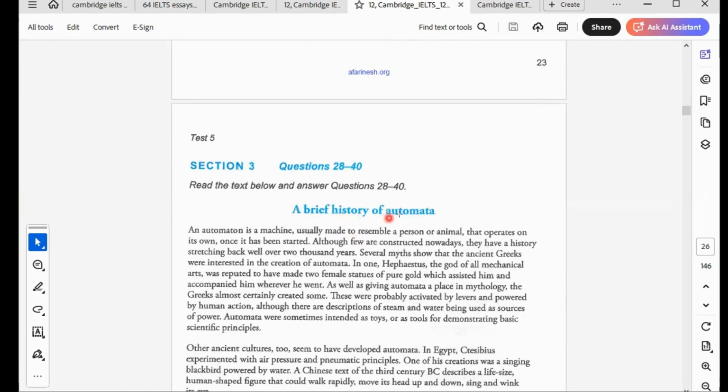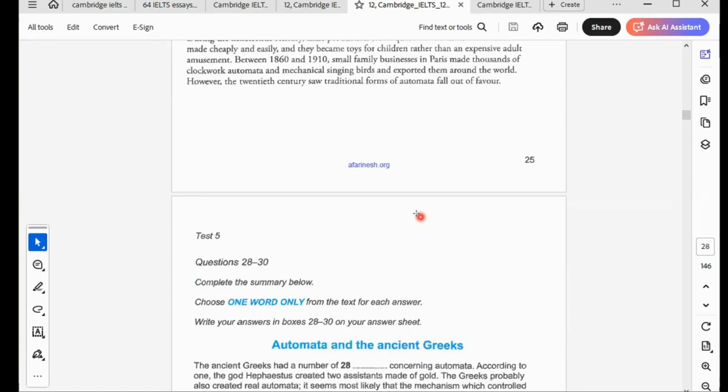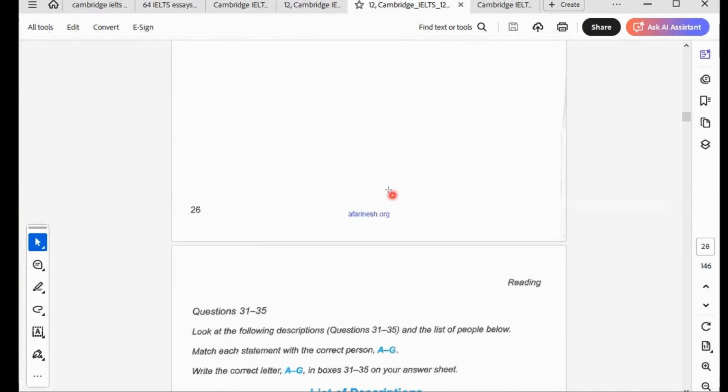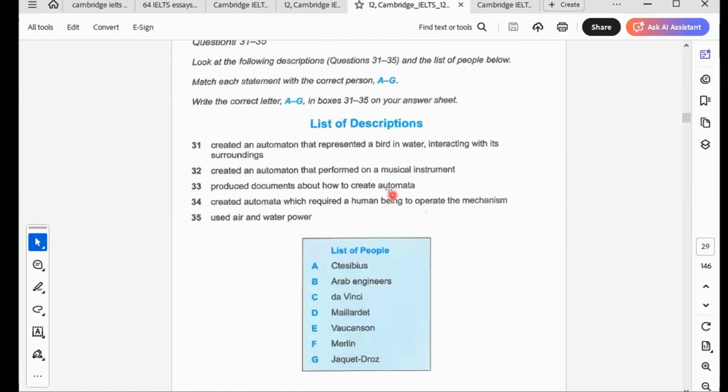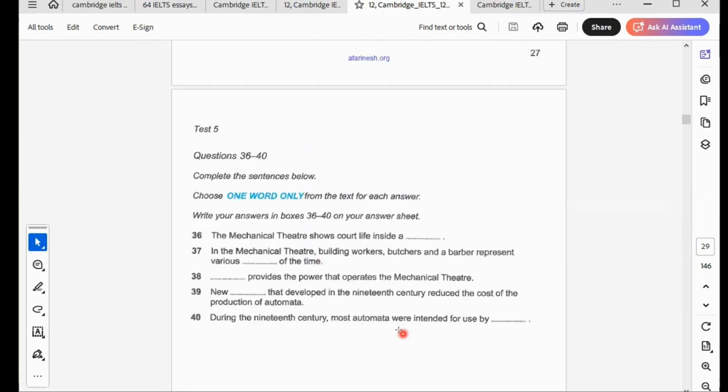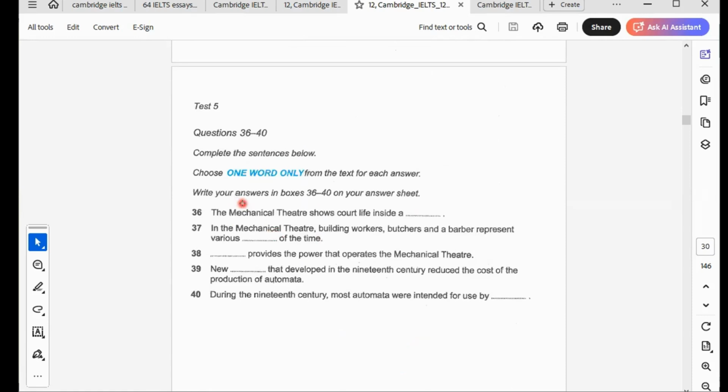A brief history of automata. That's our passage. You can see the passage is 2 pages long. Then we have a gap filling question here. And then we have what we call matching features or matching names. That's the question type here. Then after that, we have gap filling questions. So we have seen gap filling questions in IELTS General, and we have also seen them in IELTS Academic.